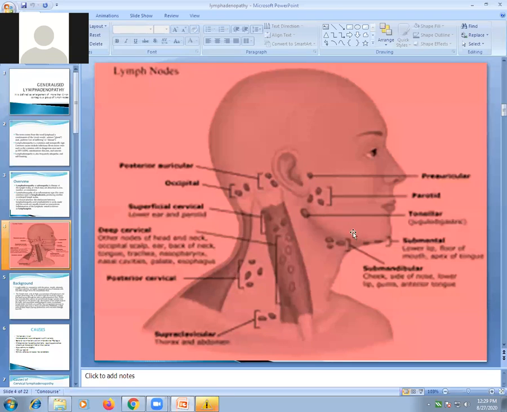So these are the important groups of lymph nodes from the cervical region: occipital, post-auricular, pre-auricular, parotid, jugulo-digastric, submandibular, submental, superficial cervical, deep cervical, and supraclavicular.